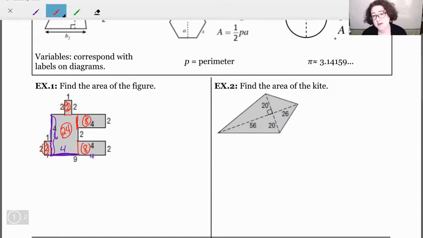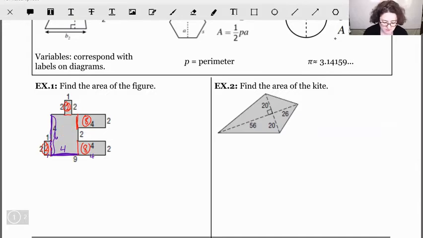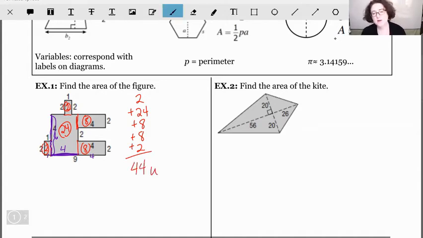And the idea with composite figures is if you know what the individual pieces are, all you have to do is add them up. And so that means, 24. And so I just need to add up 2 plus 24 plus the 8s on the sides and the extra 2 on the left. So adding those up on our trusty calculator, I'm getting 44 as my total area. And so when we're talking about area and volume, we absolutely want to use units.